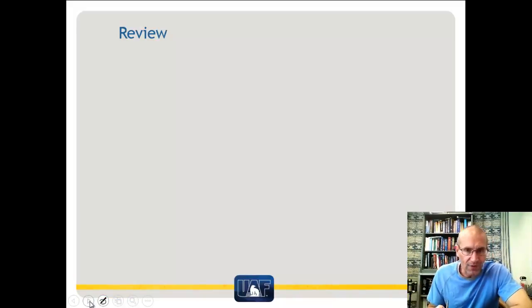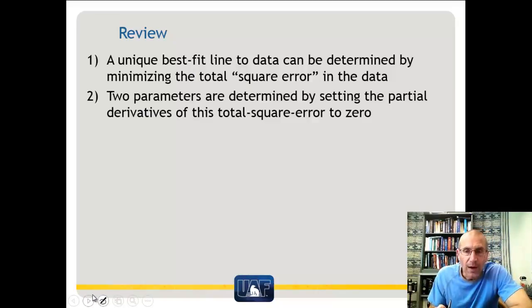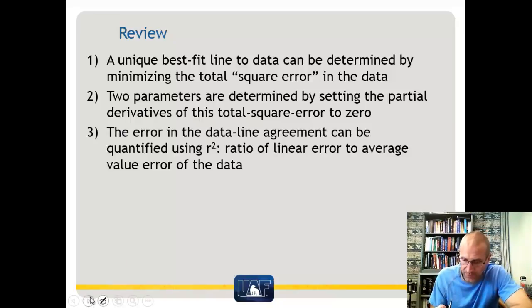Okay, let's go ahead and review this video. First we saw that there is a unique best fit line to data, and you can determine it by minimizing the total square error in each of the data points. You're going to find the 2 parameters, and they're determined by setting the partial derivatives of this total square error to 0 and solving for A0 and A1.